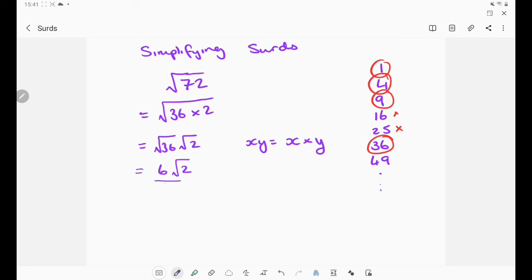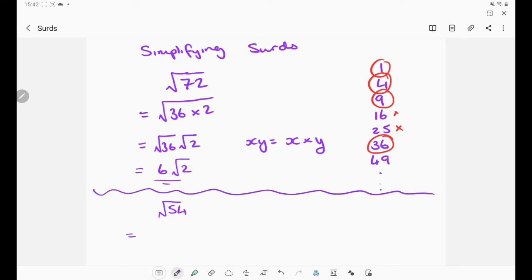So I'm going to quickly go through the second example we have in the notes, which is the square root of 54 in its simplest form. So again, I write out my numbers, 1, 4, 9, 16, 25, 36, 49. With practice, they will roll off your tongue. You won't even have to think about them. Now, what fits into 54?